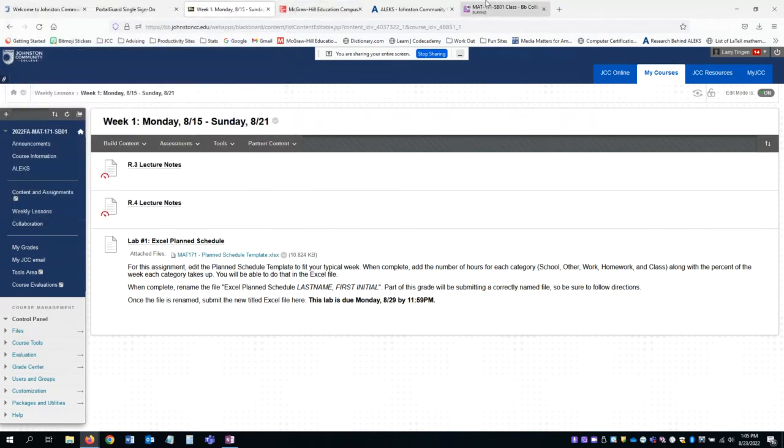Grades are typically updated, well, when you do something in Alex, the grades are immediate. Blackboard usually updates once every 24 hours. So if you do something on a Monday, you probably see the change in Blackboard on Tuesday. You'll see the change in Alex immediately.